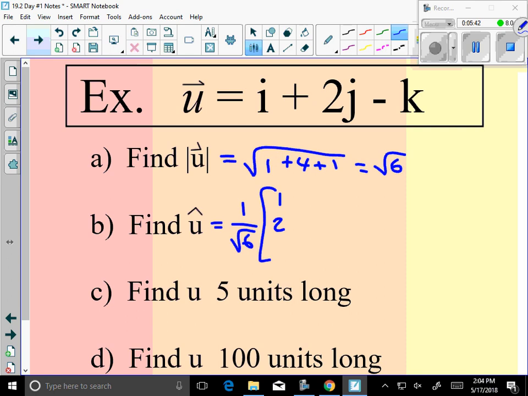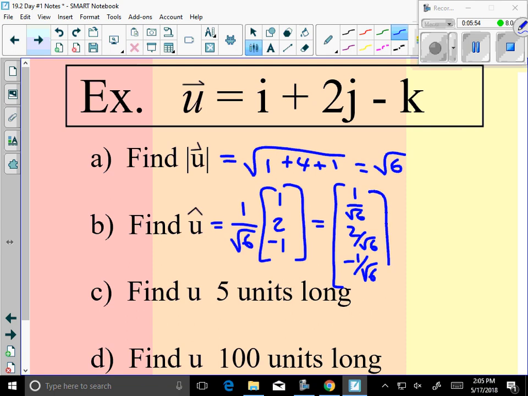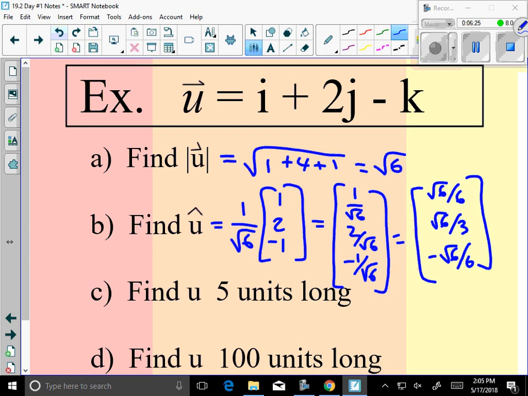I like column form. That's just my personal preference. Is it okay if I wrote it like this? Is that okay? Sure. What if you're like, I don't want radicals in the denominator? Well, okay, fine. You want to be like that? What would that be? 3? No. Root 6 over 3. So this would be root 6 over 6. This would be root 6 over 3. This would be negative root 6 over 6. There you go. There's a unit vector in the same direction.